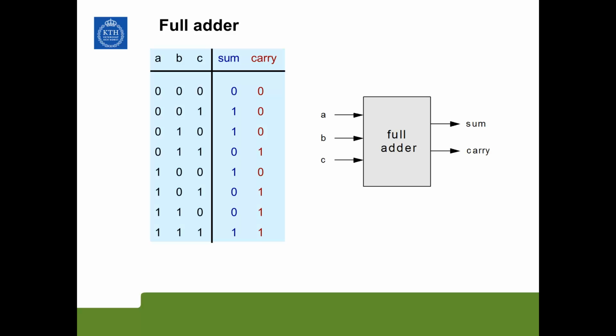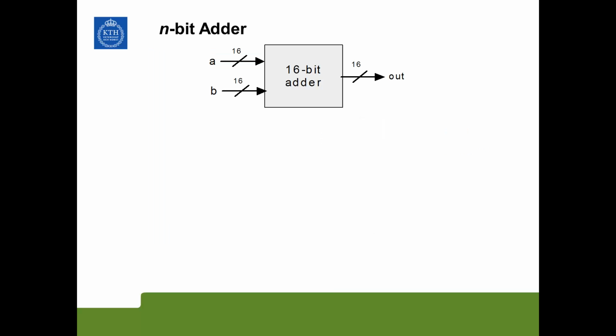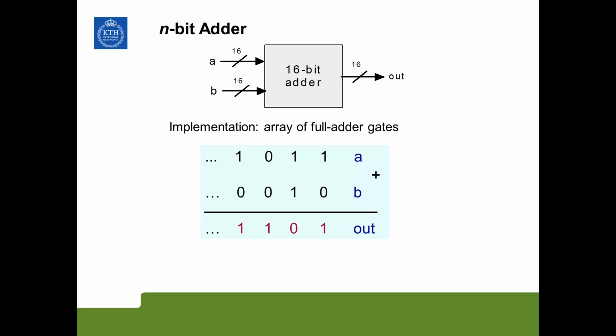Here we're going to use that A and B are the values that we want to sum, and C will be the carry bit from a previous stage. And it has its own truth table, which allows it to be implemented from half adders. Given those 2 building blocks, we can build a full 16-bit adder as an array of those blocks.